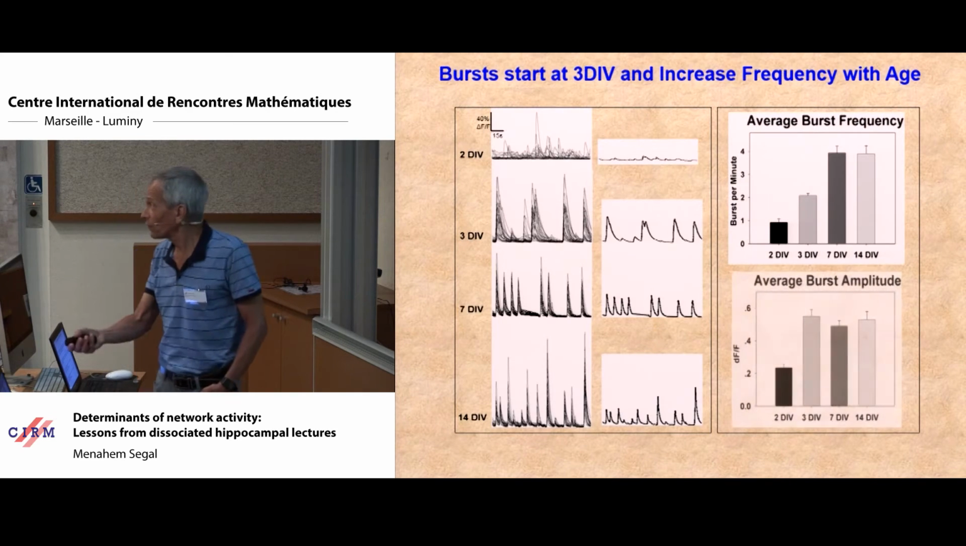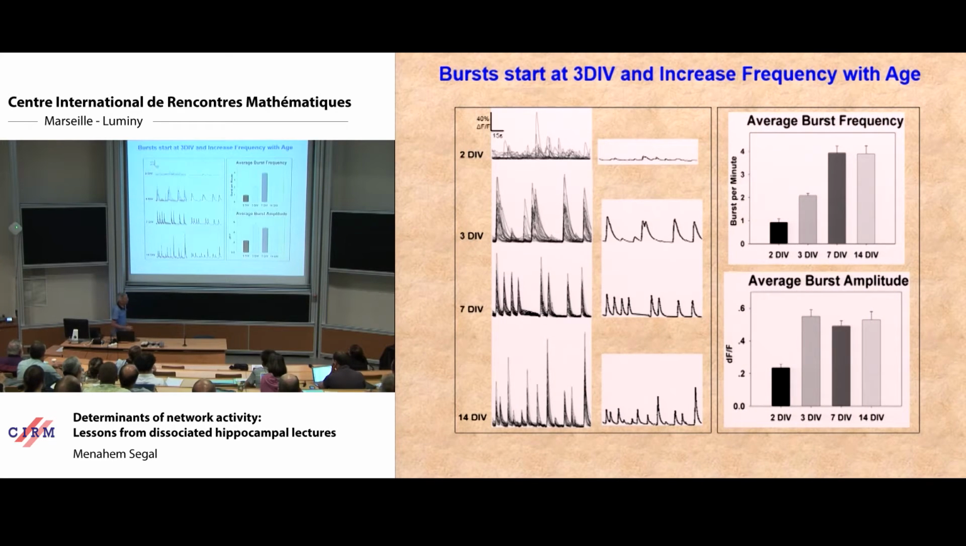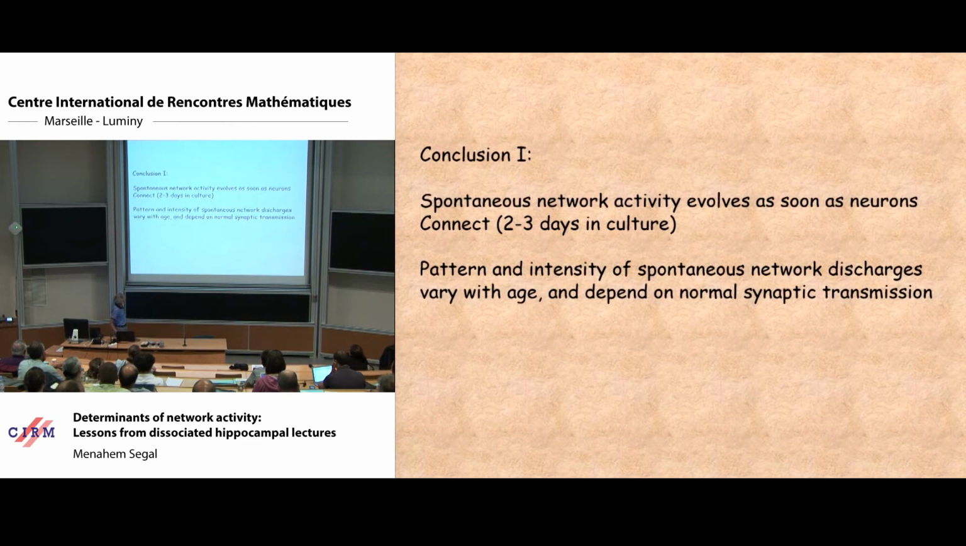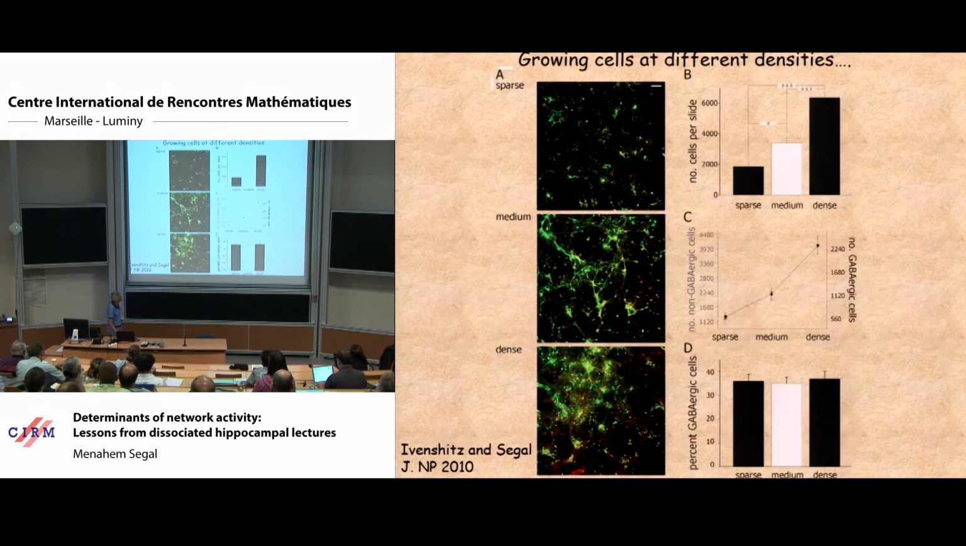And the first question is, do they change with age? This is something that we can easily control. At 2 days in culture, we already see some spontaneous activity. They synchronize already at 7 days in culture. And we can study the effect of different drugs that manipulate activity, and I won't go into this right now. Spontaneous activity evolves already at 2 to 3 days in culture, as soon as the cells make connections, and it can go on for as long as we record.